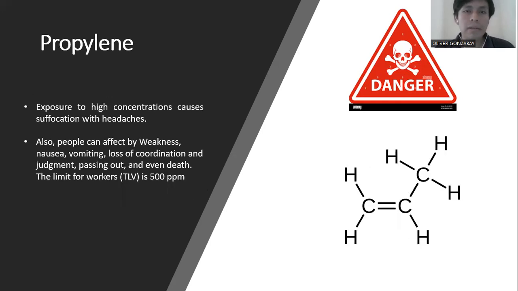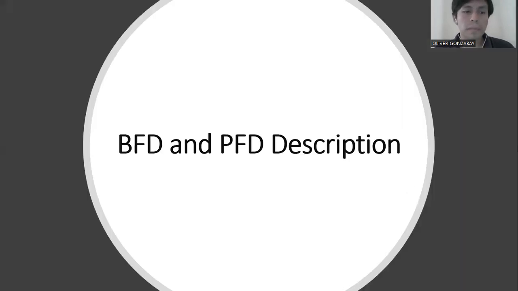The next slide. Last one, the propylene. Exposure to high concentration causes suffocation with headache. Also, people can be affected by weakness, nausea, vomiting, loss of coordination and movement, passing out, and even death. The limit for the workers, the TLV, is 500 ppm. Thank you.